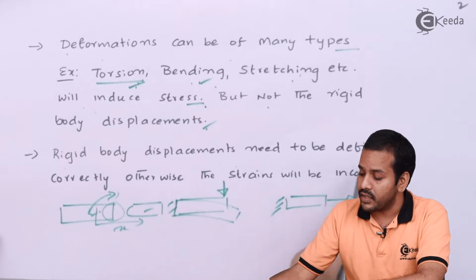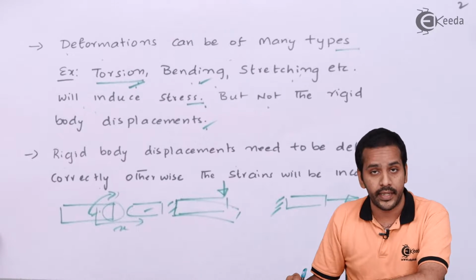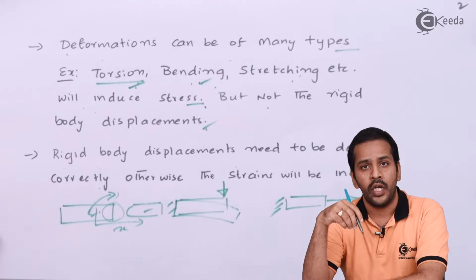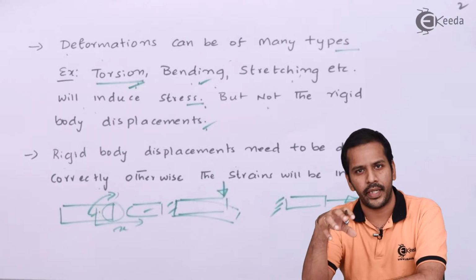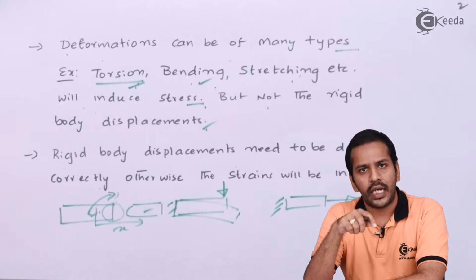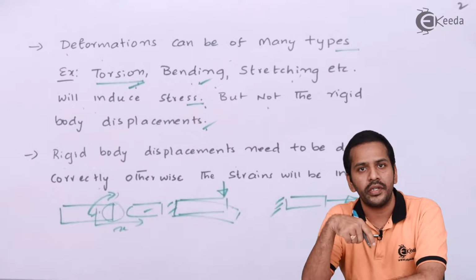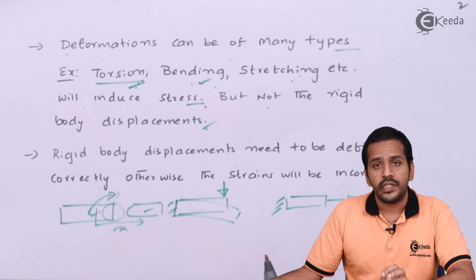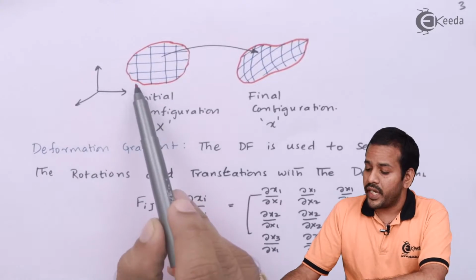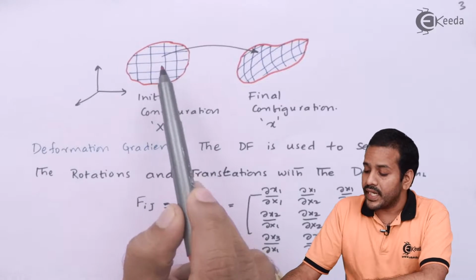Rigid body displacements need to be defined correctly, otherwise the strains will be incorrect. While calculating the strains induced in an object, we need to know how much stretching is happening and how much shearing is happening. Because if we combine these rigid body rotations in the calculation of the strains, that will give us wrong strains. Rigid body rotations won't induce any stresses, so we need to distinguish them properly. So here you can see some object where this is the initial configuration.